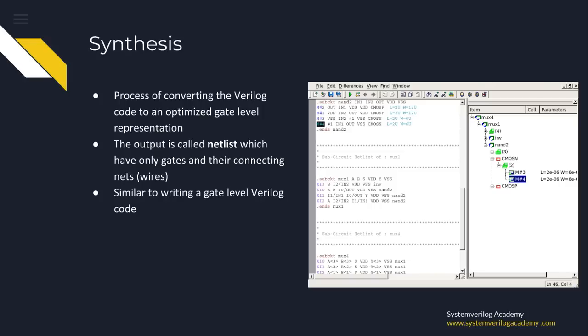It contains the equivalent circuit of the HDL with only gates and their connecting wires or nets. You can assume that the netlist is equivalent to writing the gate-level representation of the circuit in Verilog that you learned in the previous sessions. In practice, a netlist will contain a lot of information other than the gate-level representation, which is needed to generate the optimal hardware during manufacturing.